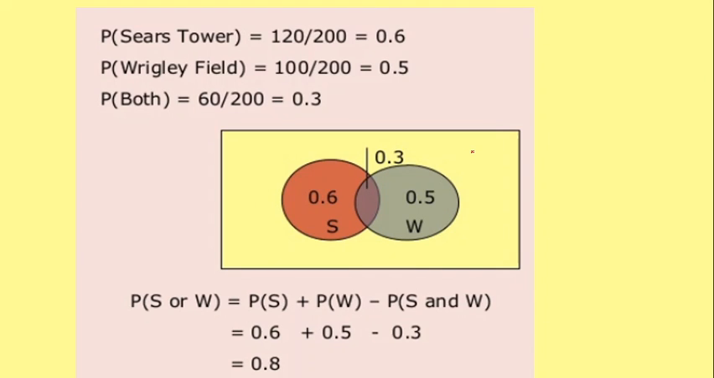I've drawn the formula and I've drawn a Venn diagram out for you. It's easy with a Venn diagram because if I do 0.6 plus 0.5, I've counted my middle section in twice, so I need to subtract my middle section to get 0.8. So there's a 0.8 chance that you're going to see one or the other.